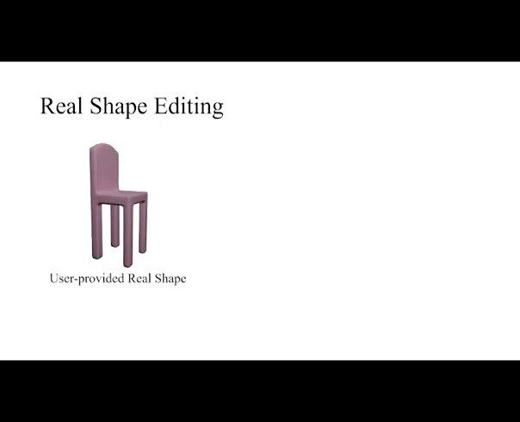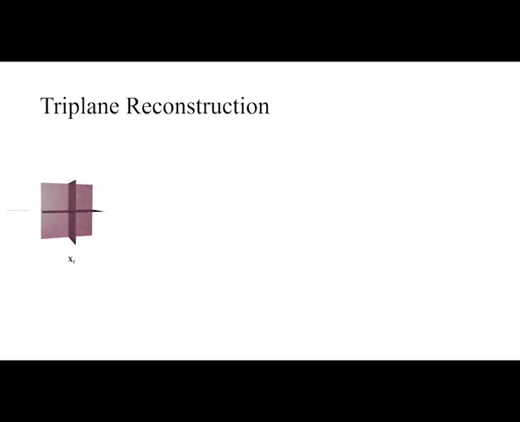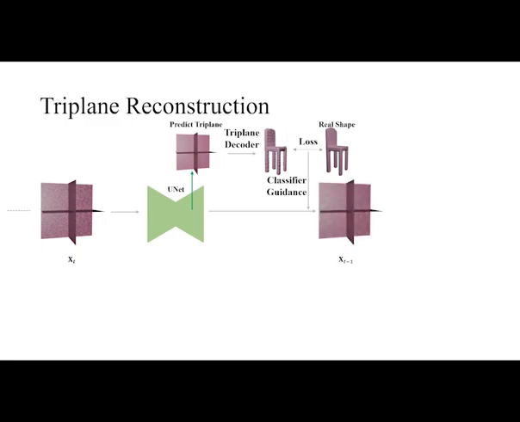Handling user-supplied 3D real shape differs from editing generated shapes as it entails obtaining its corresponding triplane representation and employing the diffusion inversion algorithm to derive the latent code. During the sampling process, one can derive the predicted triplane representation at each time step, which subsequently feeds into the triplane decoder to obtain the predicted shape. This process enables the establishment of a loss function between the predicted shape and the ground truth. By employing the classifier guidance strategy, we can guide the noise representation at the next time step.